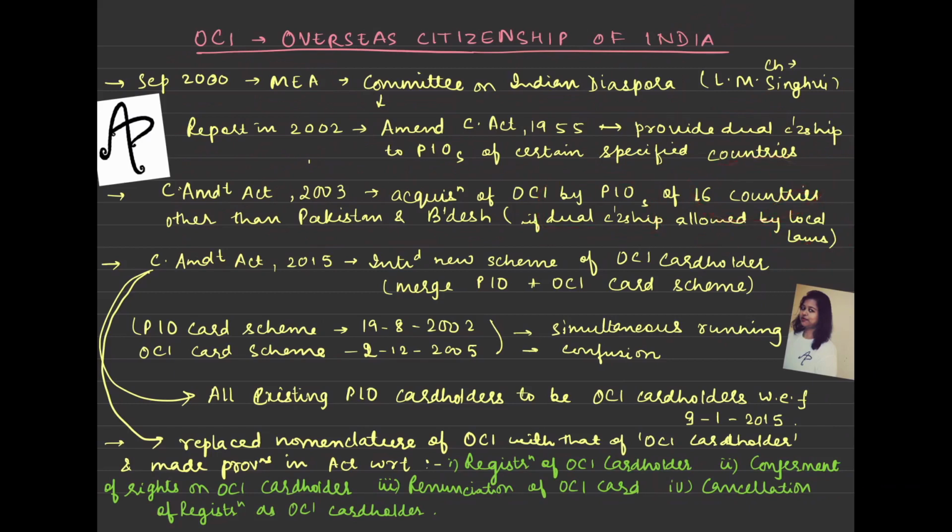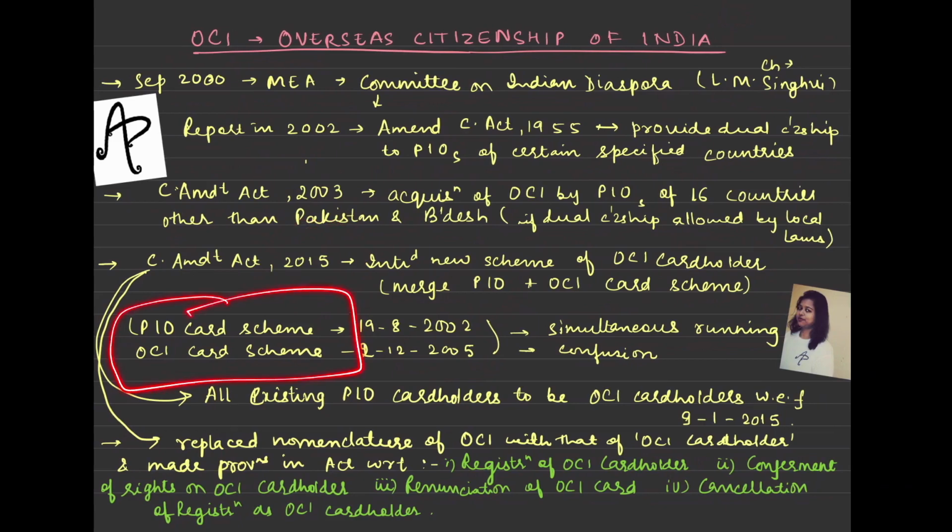Then again an amendment was made in 2015, where a new scheme was introduced, about the OCI card holder. They said there should be a merger of the PIO and OCI card schemes. What was the issue here? There used to be confusion about the 2 different schemes. Firstly, the PIO card scheme had been running since 2002, and simultaneously the OCI card scheme also started running since 2005. So people started to get very confused about it. Therefore, in 2015, it was decided that we would merge these 2 card schemes.